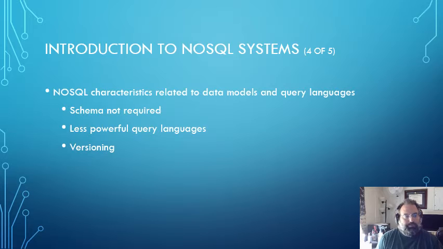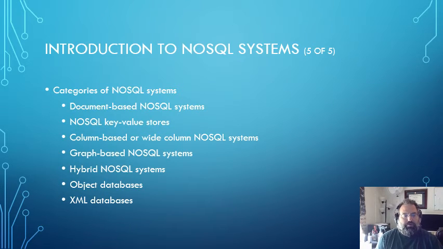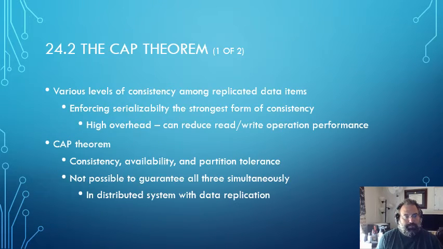There is typically some form of versioning and support for things such as schema evolution, where what a schema is changes over time. There are various categories of NoSQL systems. We've talked about them briefly. There are document-based or document-oriented NoSQL systems, NoSQL key value stores, which is basically a name value pair that's stored, column-based or wide column NoSQL database systems, graph-based systems, hybrid NoSQL systems, object database systems, and XML databases.